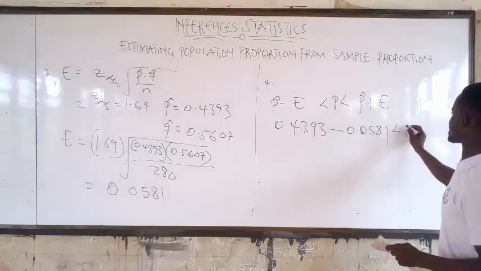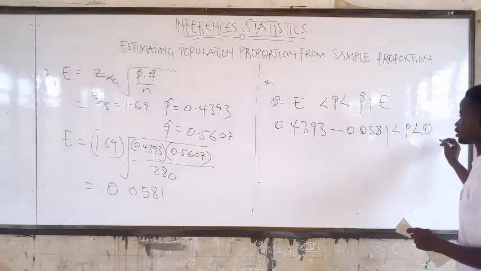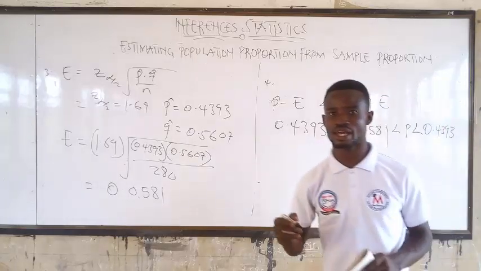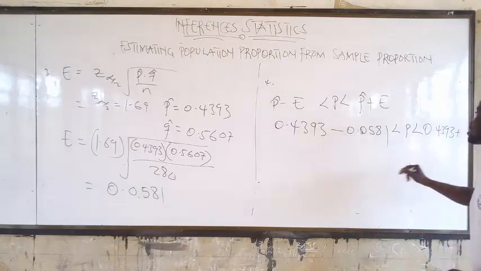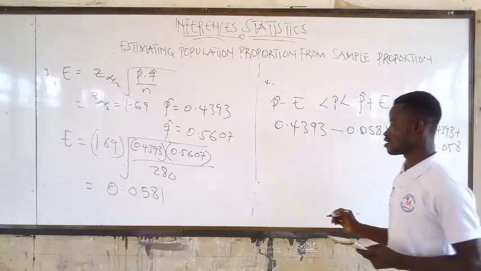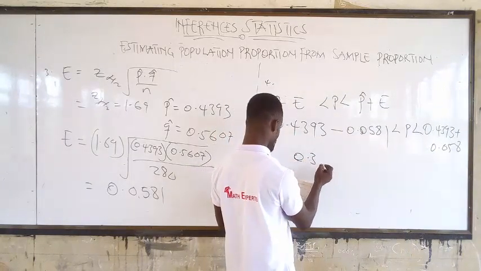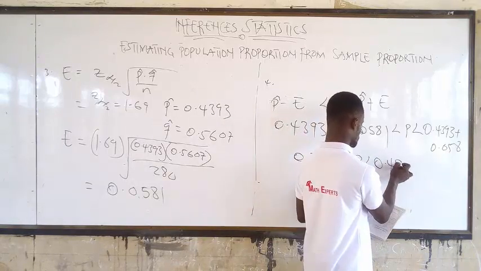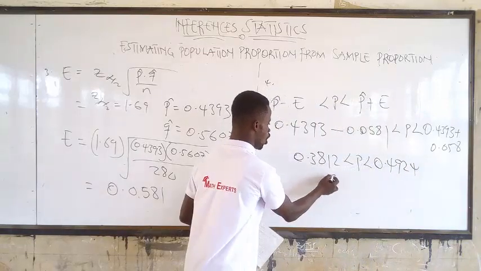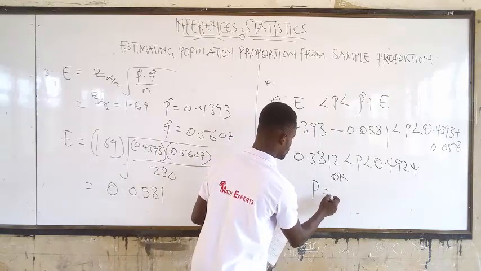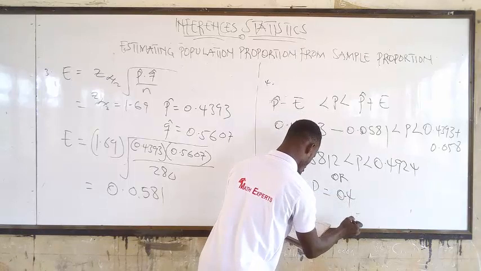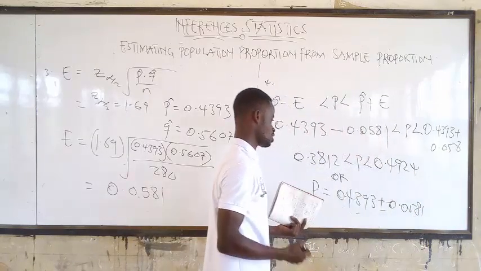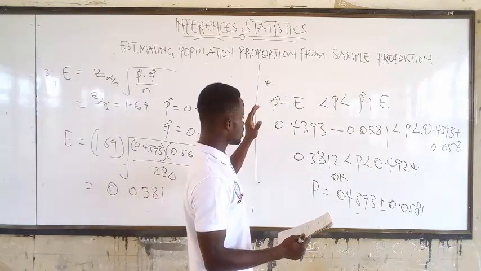So this side is less than p, less than 0.4393 plus the same thing, 0.0581. So finally, we get 0.3812 less than p less than 0.4924. Beautiful. Or you can present this as 0.4393 plus or minus 0.0581. Beautiful. So that's going to be our interval.